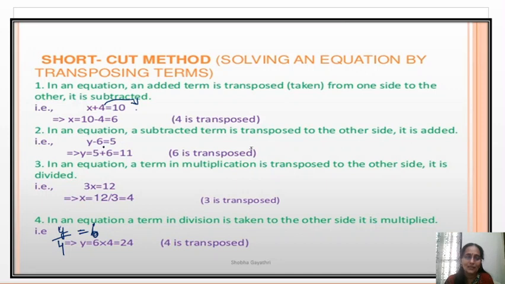Right, here the operation is minus. To isolate the variable y on the left side, 6 has to be transposed to the right side. Transposed means changing the side. You have to change the side of 6 from the left side to the right side. While transposing, the operation will be reversed. It is minus here, it should become plus.